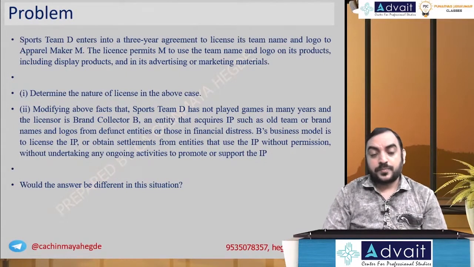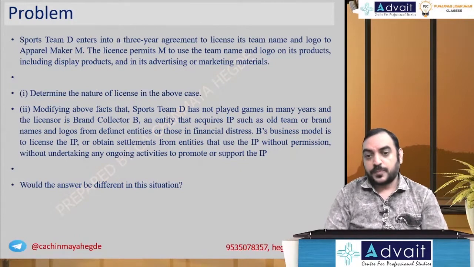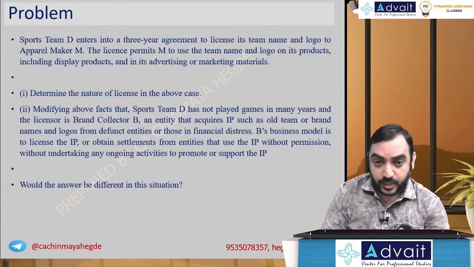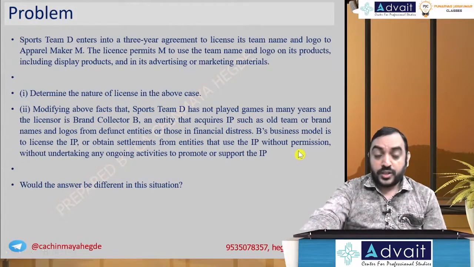Modifying the facts. Sports team D has not played games in many years, and the licensor is a brand collector B, an entity that acquires IP such as old team or brand names and logos from defunct entities or those in financial distress. B's business model is to license the IP, and obtain settlement from the entities that use the IP without permission, without undertaking any ongoing activities to promote or support the IP. Would the answer be different in this situation? Read this problem once more.